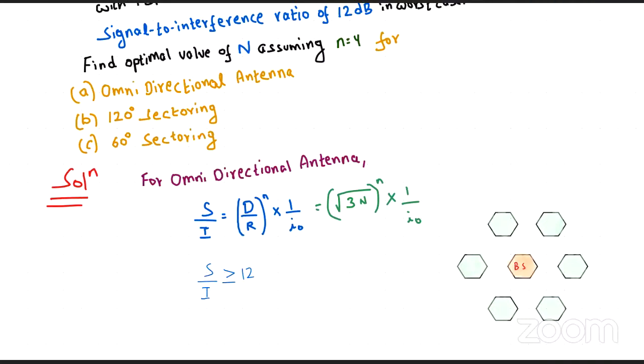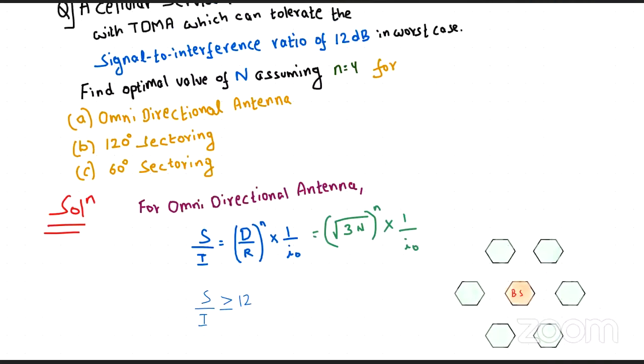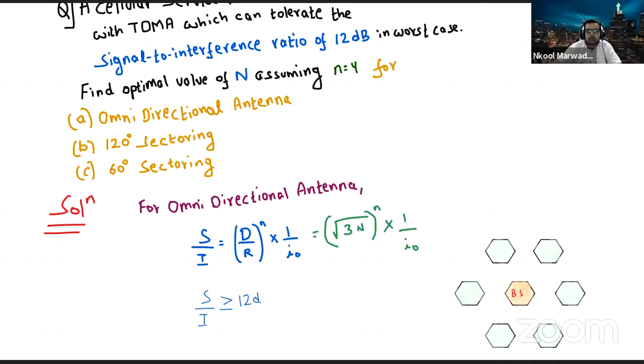Apart from sectoring, in any case, I naught will always be 6, right? Yeah.